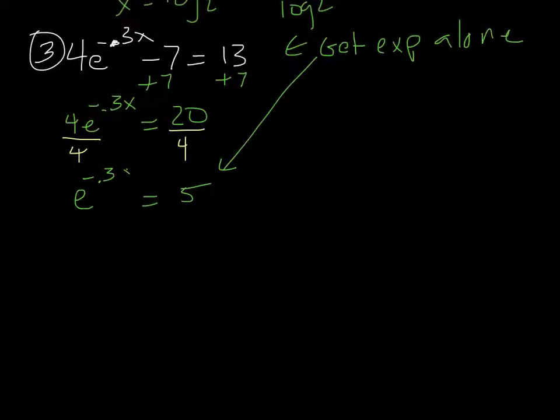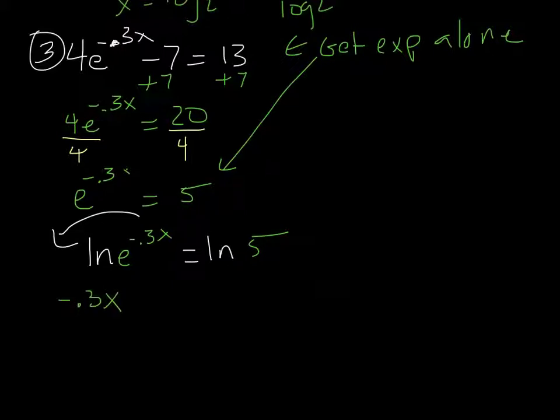Now, when I have an e in the problem, again, we just talked about the time saver of picking your base carefully. And in this case, I think a natural log would be very helpful. So I'm going to do the natural log of both sides. So still e to the negative 0.3x and still 5. Exponent rules apply. This guy comes out front. So negative 0.3x natural log e equals natural log of 5.